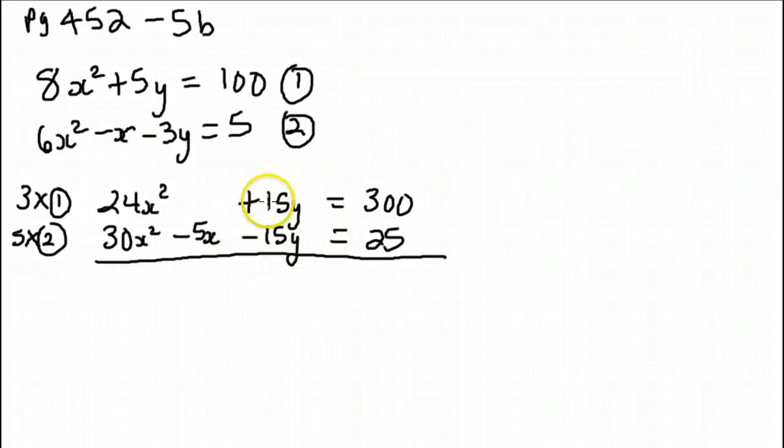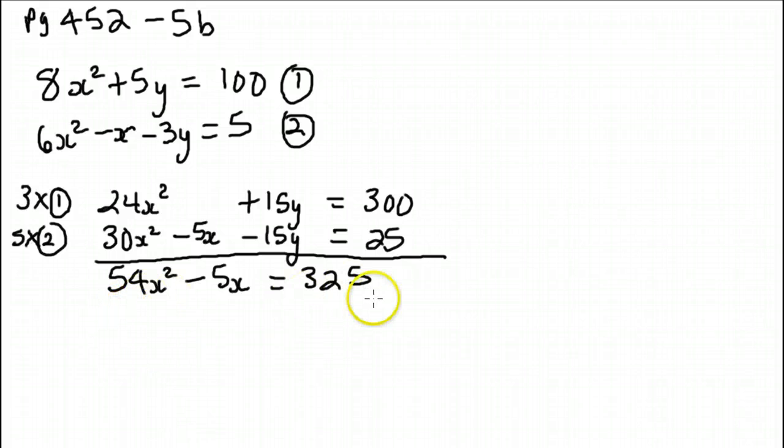Since these have opposite signs, we'll be adding. So this will give me 54x squared. Add. Now there's nothing here, 0x. This will be minus 5x. These cancel out, and that will be equals 325.